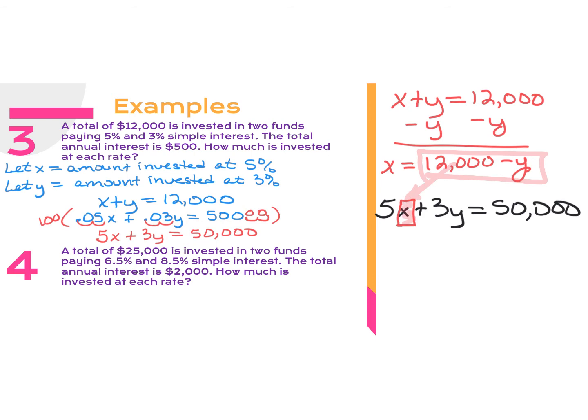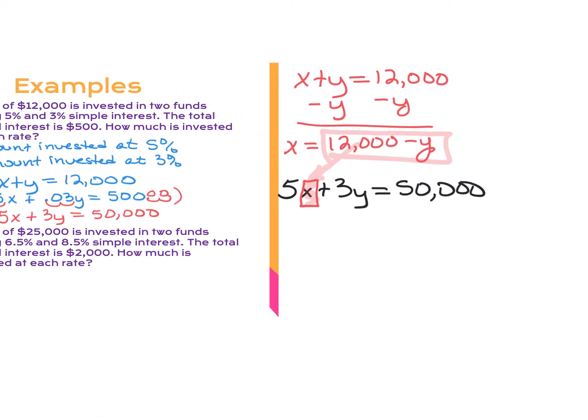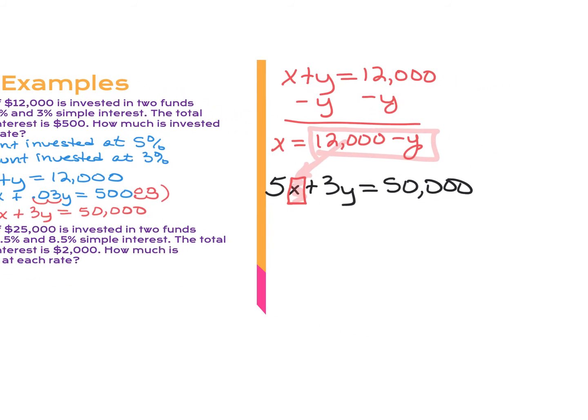I have to distribute the 5 that's in front. So let's go ahead and fill all this in. So I have 5. Oops, sorry. Let me try to do this in color here. I'm going to do 5. And then parentheses, I'm going to put 12,000 minus y. Rewrite the rest of the problem.